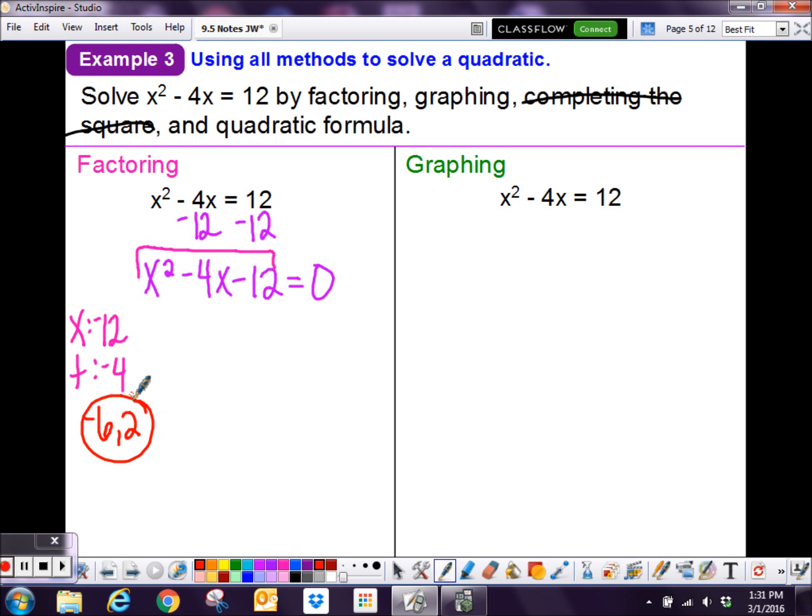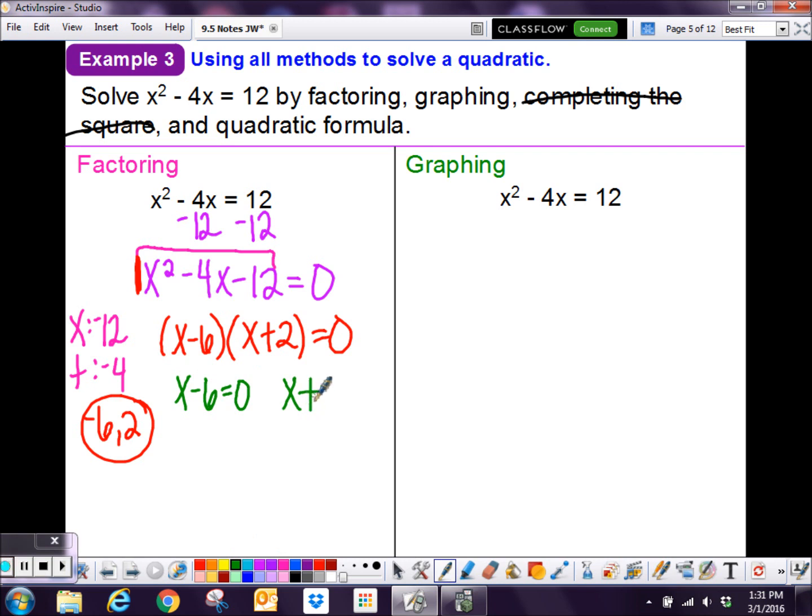Okay, can we do the shortcut here? Yes, we can, because there's a 1 in front. So because it's a negative 6, I get x minus 6. Because it's a positive 2, I have x plus 2 equal to 0. Okay, now I still have to set these equal to 0 to get my solutions. I can do this in my head, but if you need to write them out, write them out.